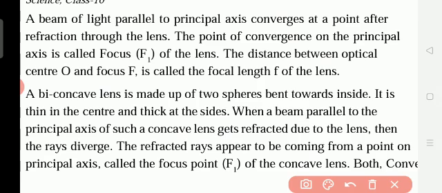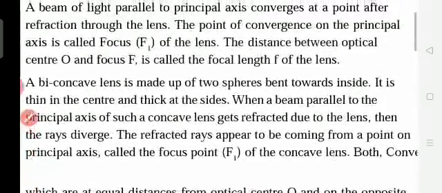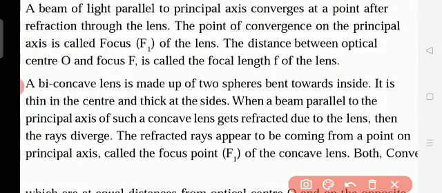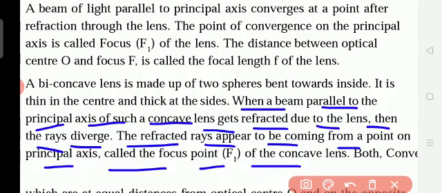Okay, bi means two. A concave lens is made up of two spheres bent towards the inside. It is thin in the center and thick at the edges. Edges means ending point. When a beam of many parallel light rays strikes the concave lens, it gets refracted, and the rays diverge. The refracted rays appear to be coming from a point on the principal axis called the focal point F1 of the concave lens.